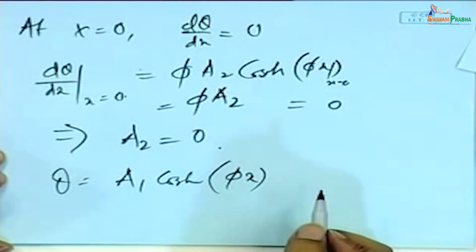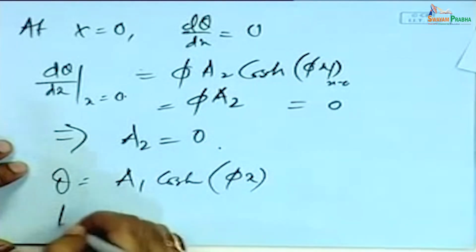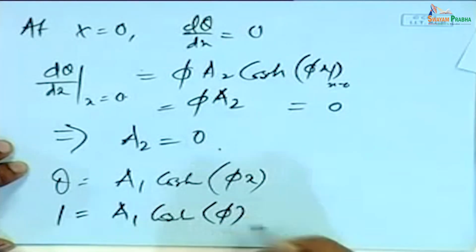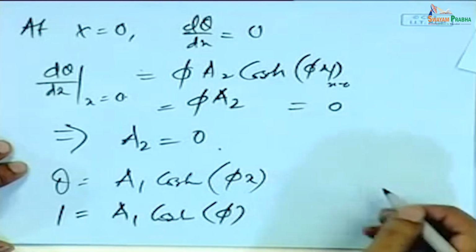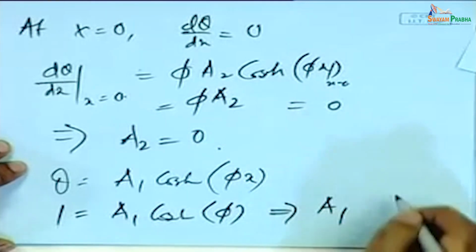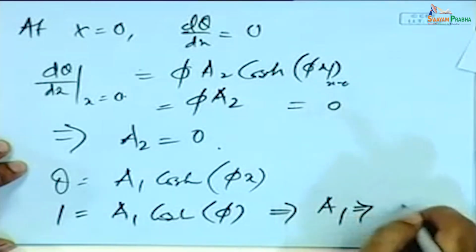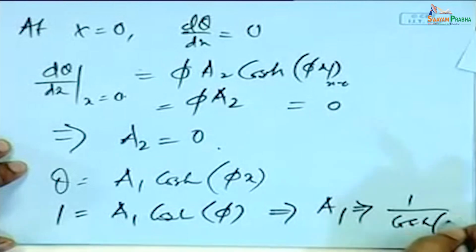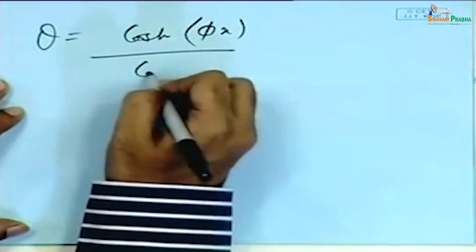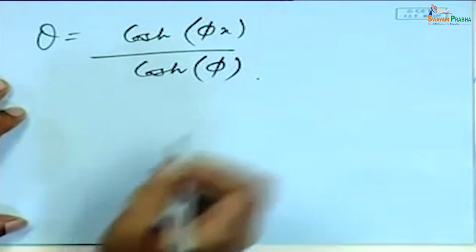Now, your other boundary condition is that at x equals plus minus 1, theta equals 1. So, 1 equals a1 cosine hyperbolic phi. So, my a1 becomes 1 over cosine hyperbolic phi. Okay. So, my solution is theta equals cosine hyperbolic phi x divided by cosine hyperbolic phi.